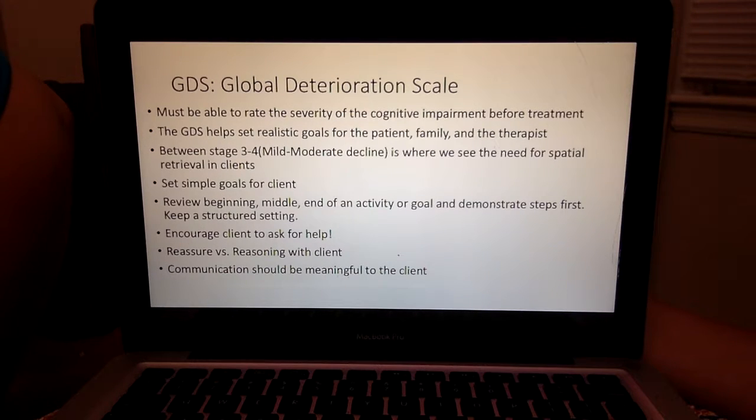We also want to use reassurance versus reasoning with the client. Instead of arguing or deciphering with the client, when they're doing the right thing, we want to reassure them. And communication should be meaningful to the client. Functionality should be an important part.